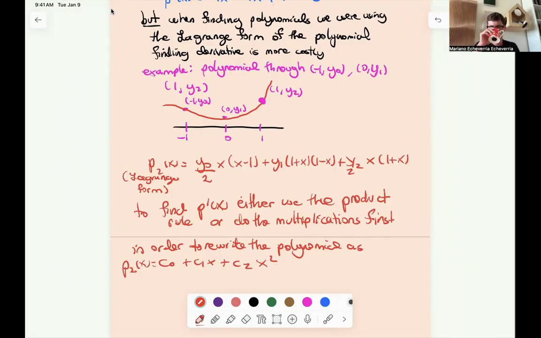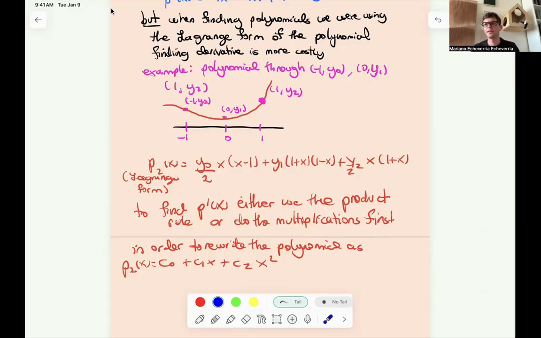And once you do that, then you could easily find the derivatives. But the point is that some work has to be done, either by using the product rule or by doing all this crazy multiplication, and then finding the derivatives. The reason I bring this up is that in practice, finding the derivative of a polynomial is easy, but sometimes the polynomial can be presented in a way that requires you to do some extra work first before you take the derivatives.